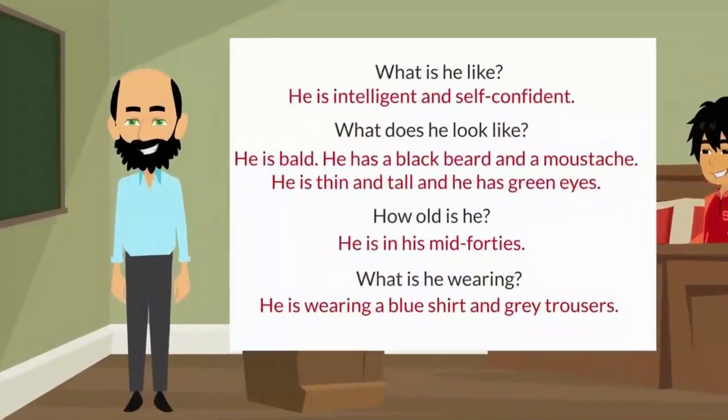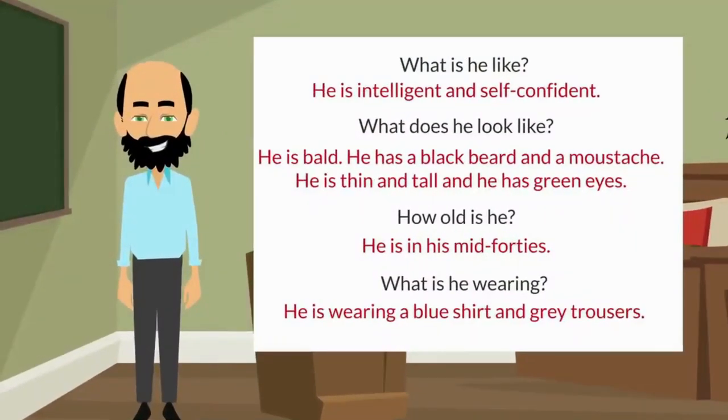What is he like? He is intelligent and self-confident. What does he look like? He is bald. He has a black beard and a mustache. He is thin and tall and he has green eyes. How old is he? He is in his mid-40s. What is he wearing? He is wearing a blue shirt and gray trousers.